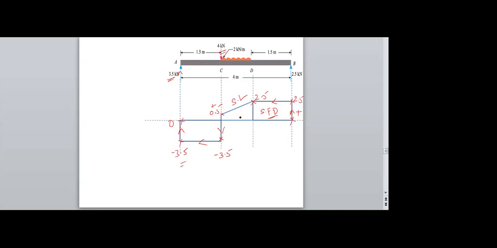It is also changing the sign, but the location is a known location now. I know the location: already at C, it is changing its sign. Therefore, I will get the maximum bending moment at C. The maximum bending moment will occur at C.